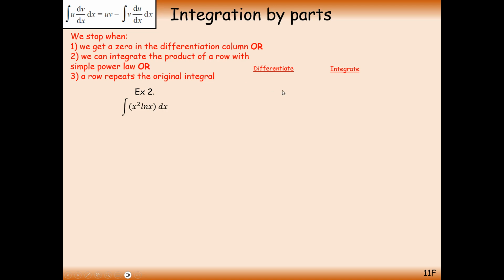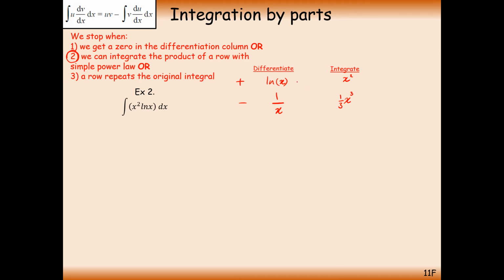But notice I told you that we also have option number 2 here, where we can integrate any row. If I integrate, well, I don't even know what the integral of log x is. So let's write log x under the differentiation column and differentiate log of x. We're going to get 1 over x. If I integrate x squared, I'm going to get x to the power 3 divided by 3. We said we need to have a plus minus here.